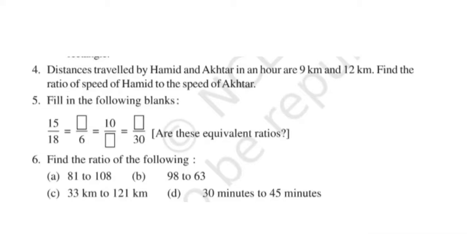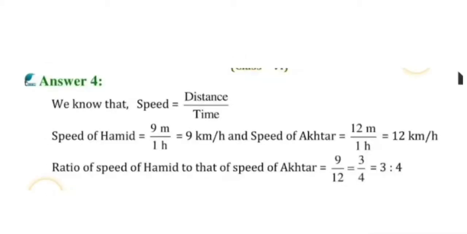Now let's see question number 4. Distances travelled by Hamid and Akhtar in an hour are 9 km and 12 km. Find the ratio of speed of Hamid to speed of Akhtar. So here distance travelled by Hamid, it is given 9 km, and distance travelled by Akhtar, this is given 12 km. And the speed of Hamid is given 9 km and the speed of Akhtar is 12 km per hour. Okay, so ratio we have to find, ratio of the speed of Hamid to the speed of Akhtar, so it will come 9 upon 12 means 3 upon 4. It means 3:4 is the answer.